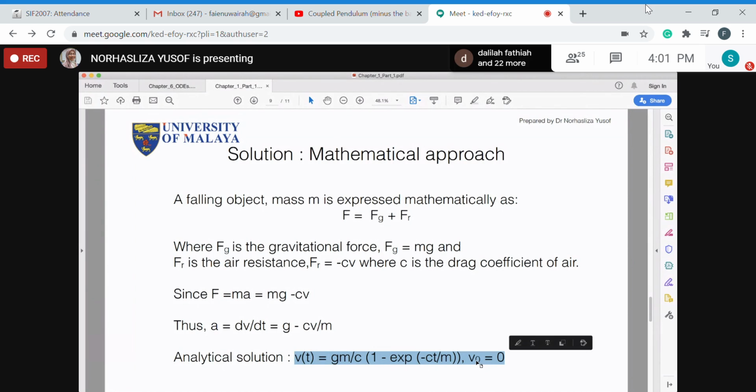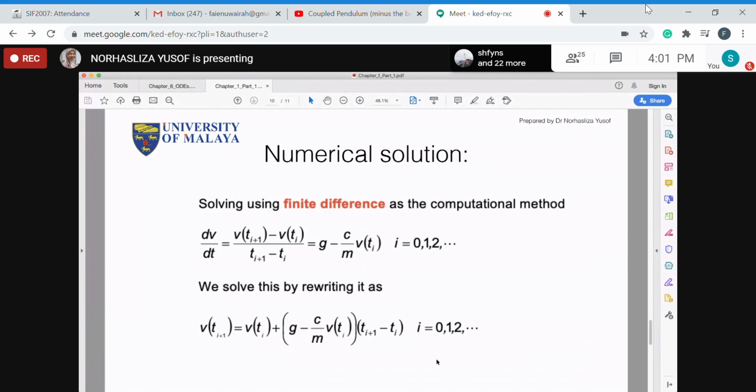You can see now our initial guess, our starting point, our initial boundary problem is given by V naught = 0. Okay, so we're going to calculate until what time we want to iterate. And the numerical solution, finite difference, is technically Euler's method. So we solve this formulation. The rate of change of velocity with time is given by this formulation.